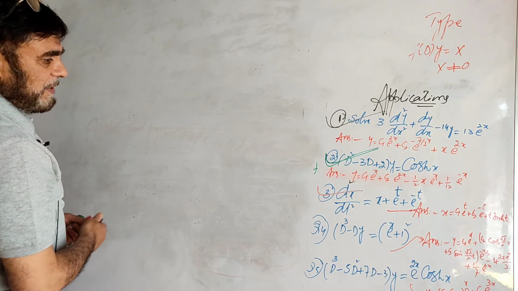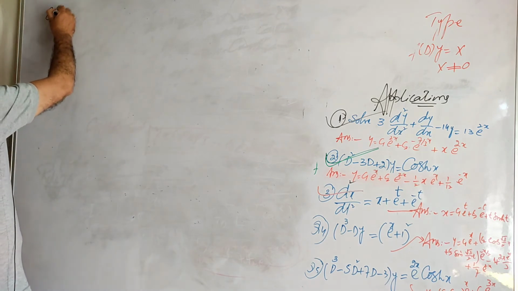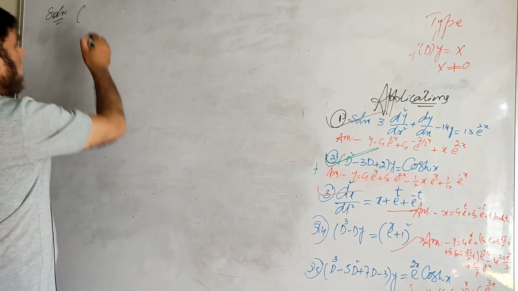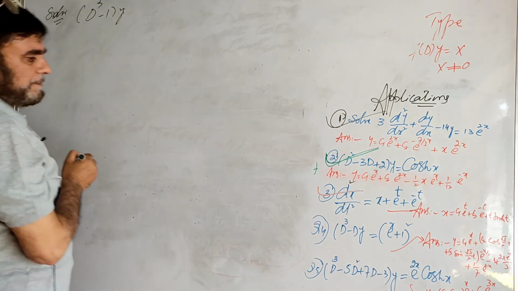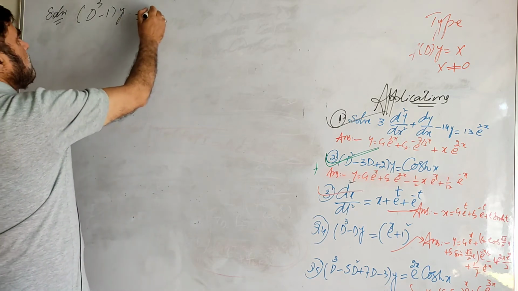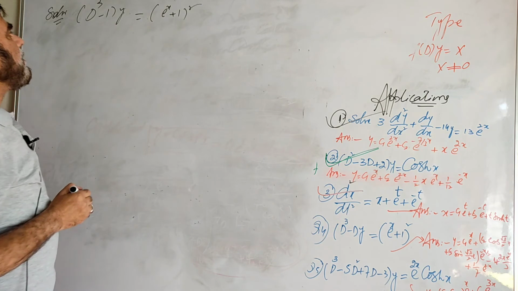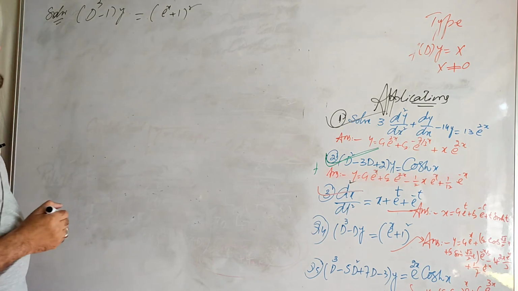Well, let me take now the fourth problem. Solve D cube minus 1 applied to y is equal to e raised power x plus 1 whole square. Here also D stands for d by dx because the right side is a function of x.